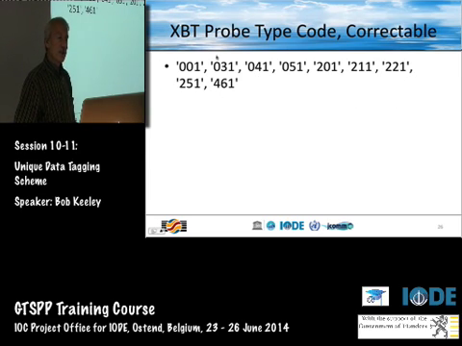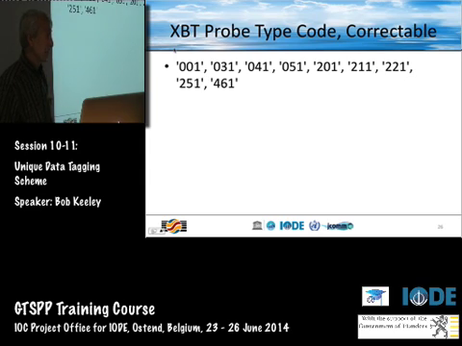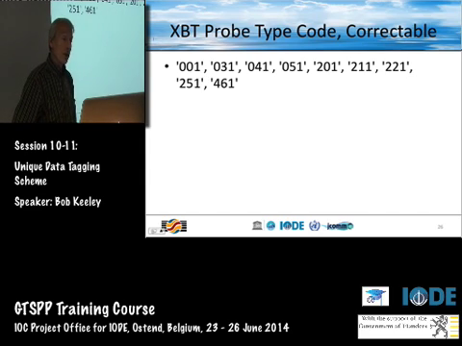And this suite of codes, they are correctable. So it was a T4, T6, or T7, where we know what a new fall rate equation is, so we can make corrections of that. Not all probe types were used in the comparison exercise.